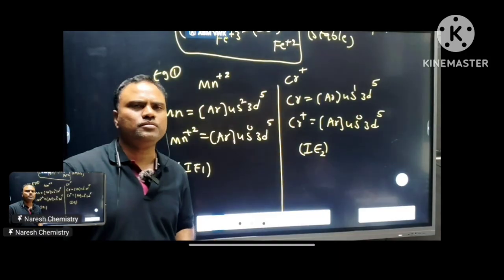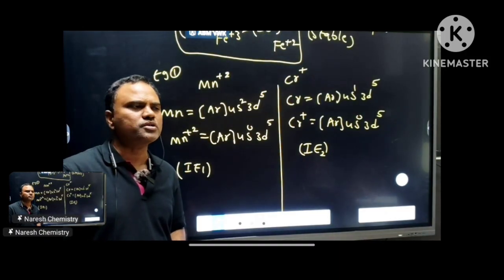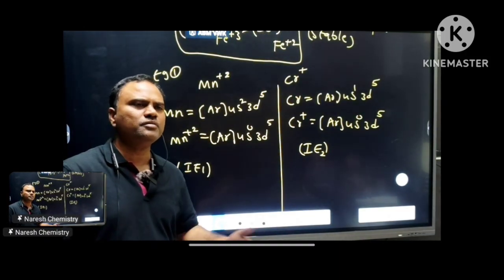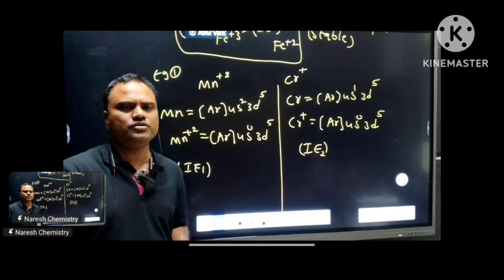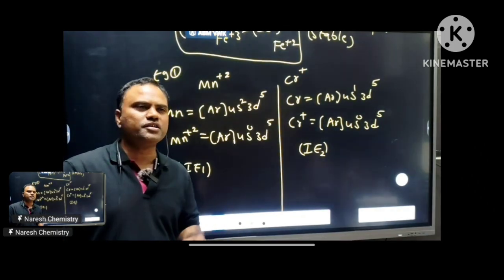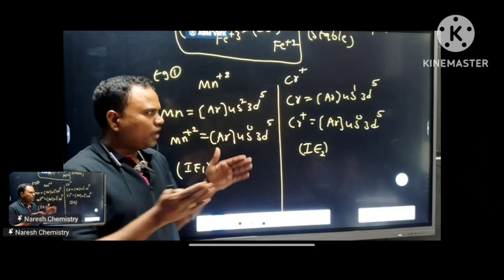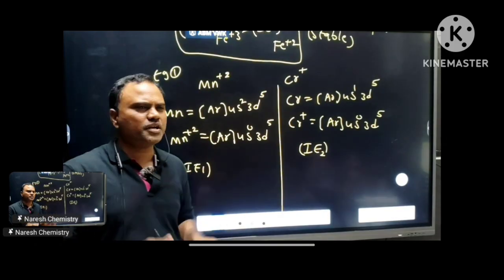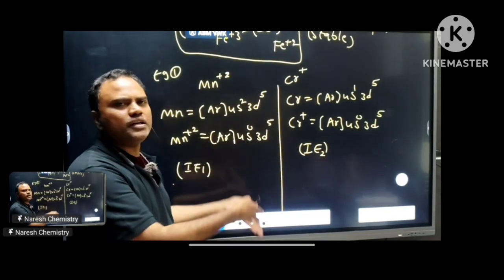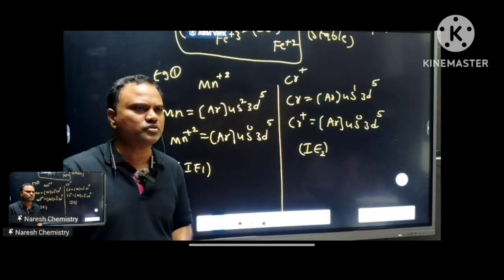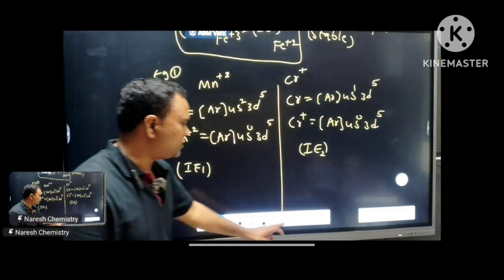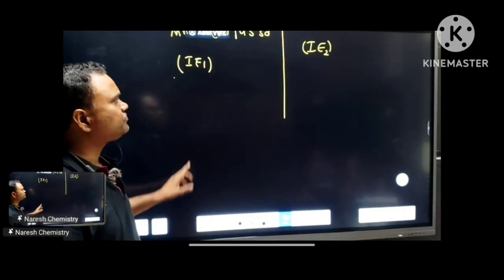Okay, this is a common question: writing electronic configurations and comparing ionization energy values. And again, we are going to the periodic table. Ionization energy is an application of the periodic table only. Now, indirectly, we are discussing periodic table concepts only. Okay, right. Next model question.